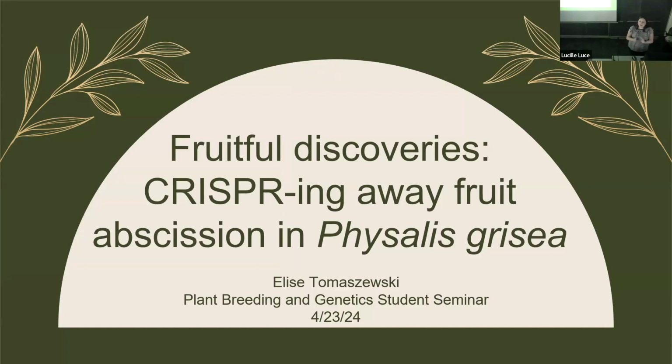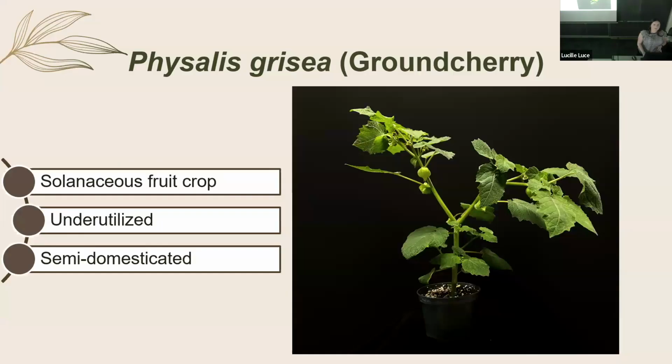Okay, so hi everyone, my name is Elise Tomaszewski. I'm really excited to talk about my research where I've been using CRISPR-Cas9 to target fruit abscission-related genes in Physalis grisea, and I'll also go over an unexpected path that my research has taken over the last couple of years.